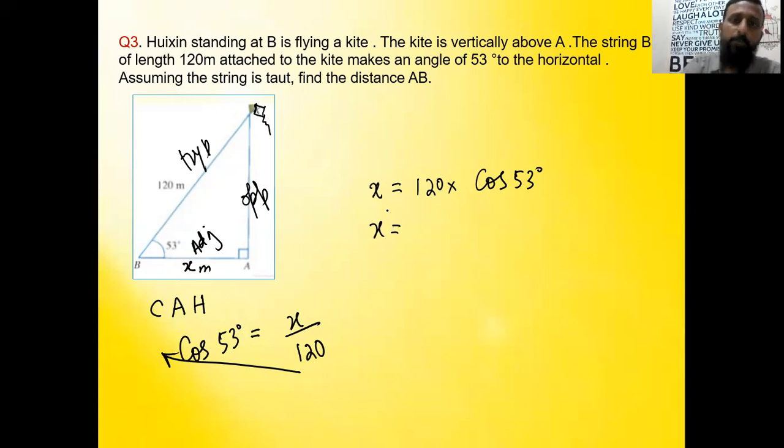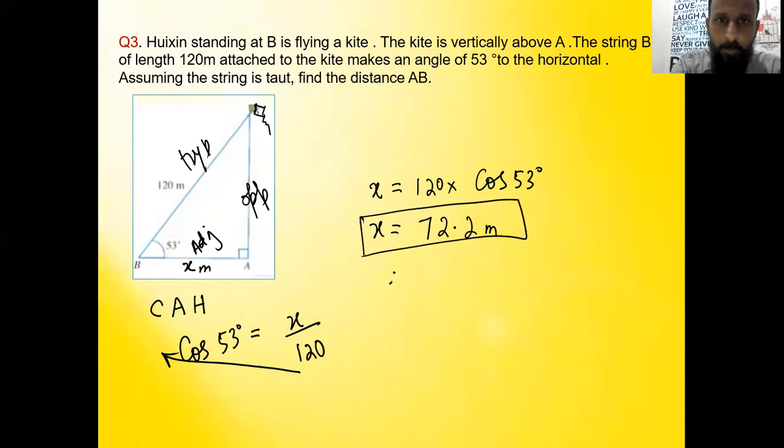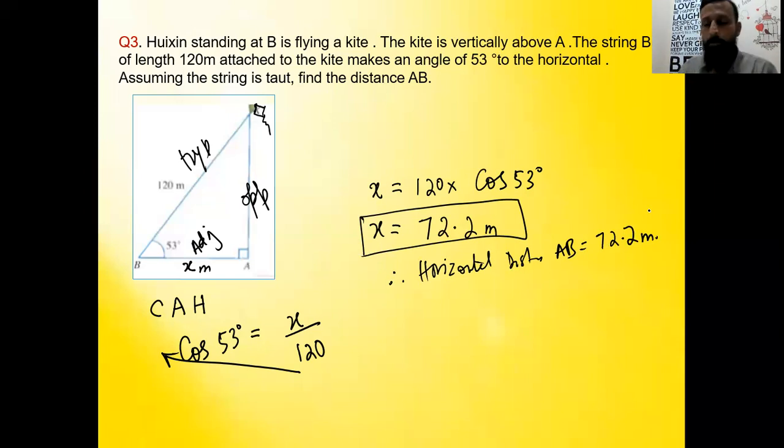Alright, dear students, our calculator will help us to find out this unknown value. 120 multiplied by cos 53 degrees. Close the bracket. Answer is found to be 72.2 meters. That is therefore the horizontal distance AB equals 72.2 meters. I hope this concept is clear to you all, boys and girls.